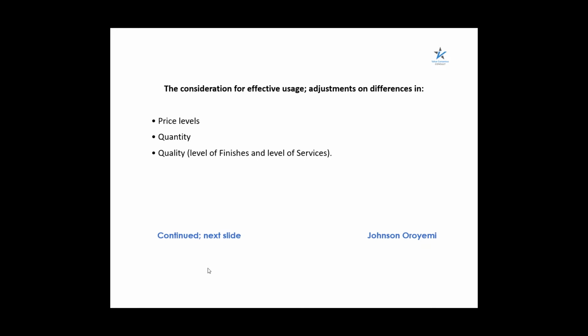Then also there's a need for adjustment on difference in quantity, which we've taken care of in our previous class on methods of preparing preliminary estimates. Then the third adjustment is on quality, on level of finishes and level of services.